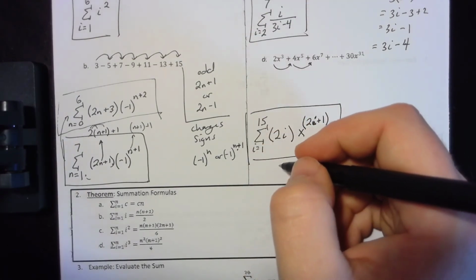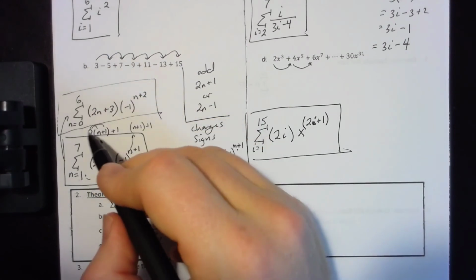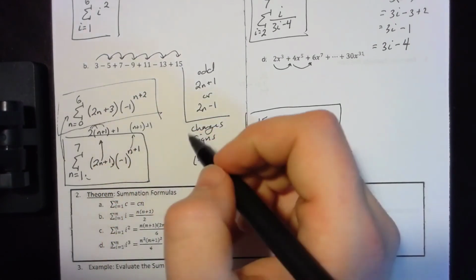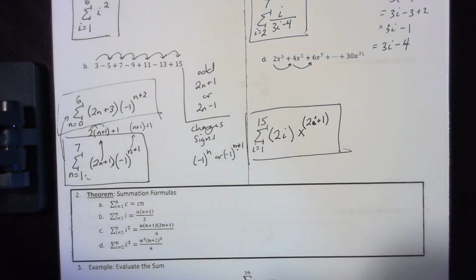And again, notice, in some cases I might use i. In some cases I might use n. You just have to be very careful with what the index variable happens to be and stick with that index variable.